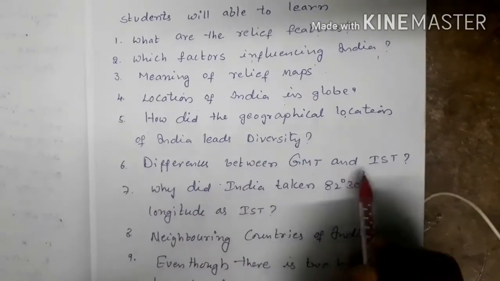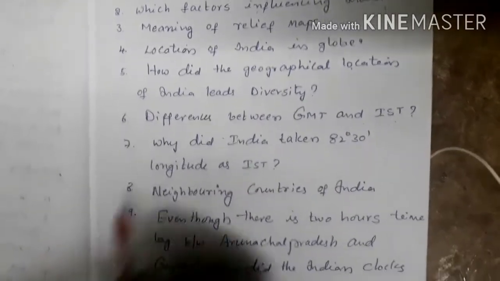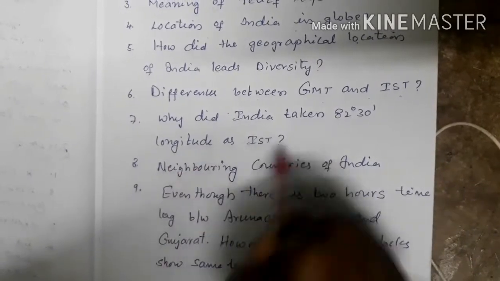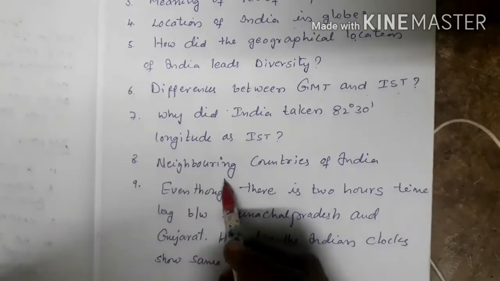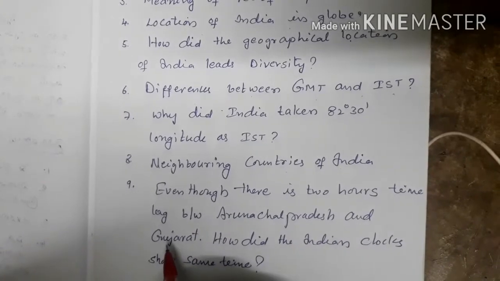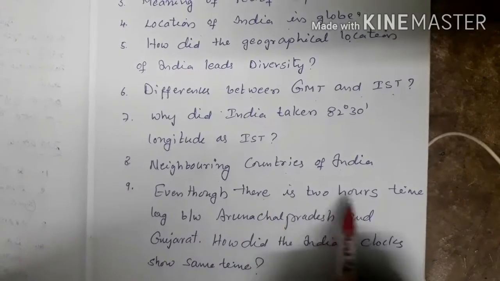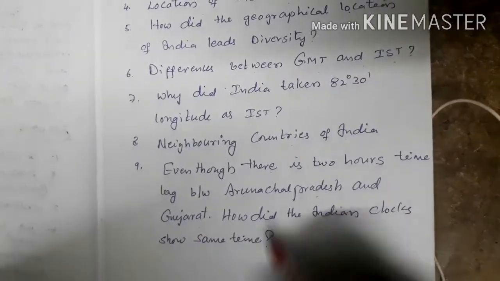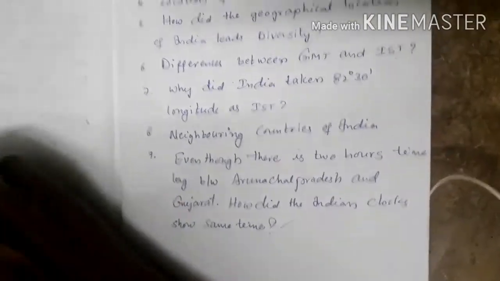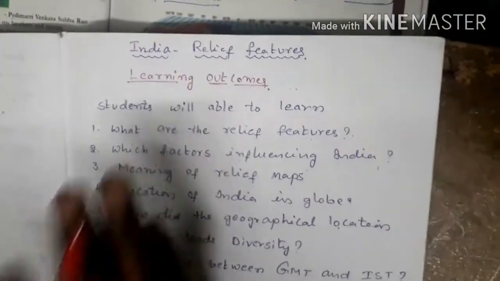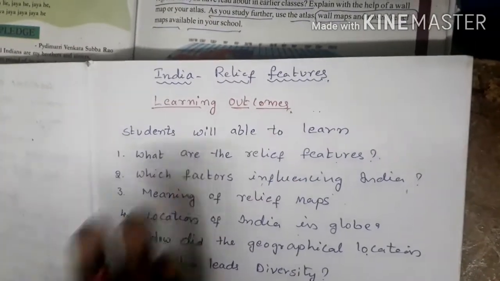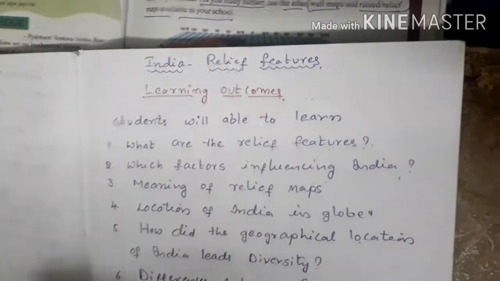Differences between GMT and IST? Why did India take 82 degrees 30 minutes longitude as IST? Neighboring countries of India? Even though there is a 2 hours time lag between Arunachal Pradesh and Gujarat, how do the Indian clocks show the same times? These are the learning outcomes. That means after completion of this session, you will be capable of writing and saying the answers to these questions.